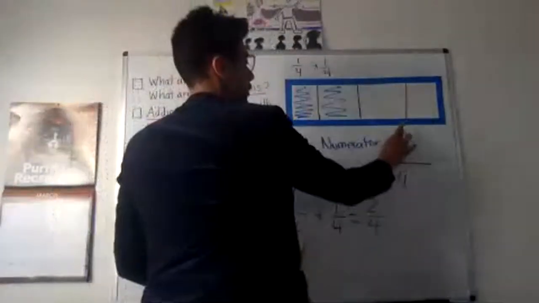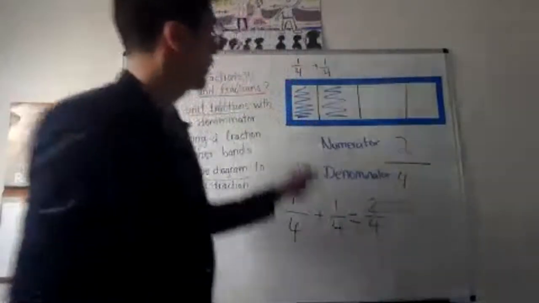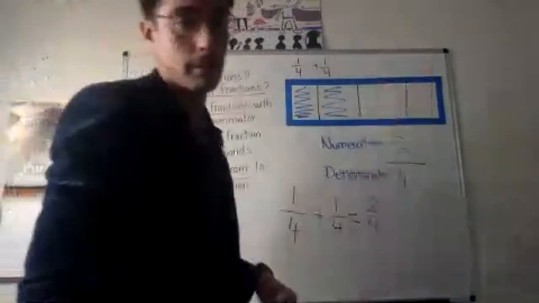Again, my numerator was the part. Now I have 2 pieces. My denominator is my whole. So I have 2 pieces out of the 4.